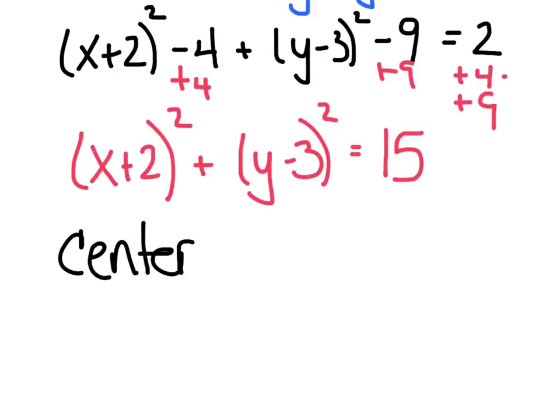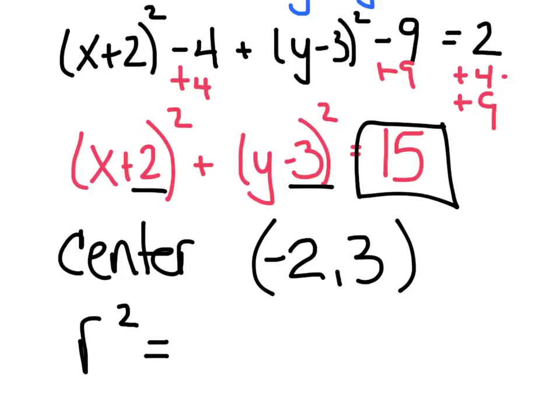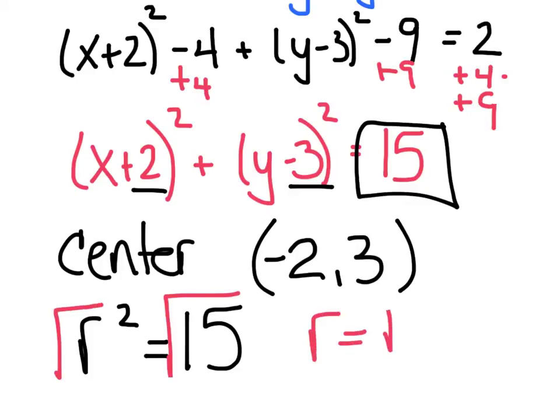So now this should clearly look like a circle, and let's just state our center and radius. Our center, based off this, is going to be negative 2, 3. Okay, now let's be smart. This is not our radius. That is equal to r squared. Therefore, our radius, if I want to solve that, just take the square root of both sides. The radius is the square root of 15. Now that can't be broken down because no perfect squares go in there.